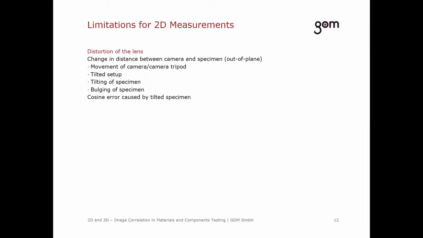Let us now turn to the limitations in 2D. I will show you the limitations based on a tensile test. However, the limitations do not only relate to the tensile test, but also to all other 2D application examples. We will talk about the distortion of the lens now.